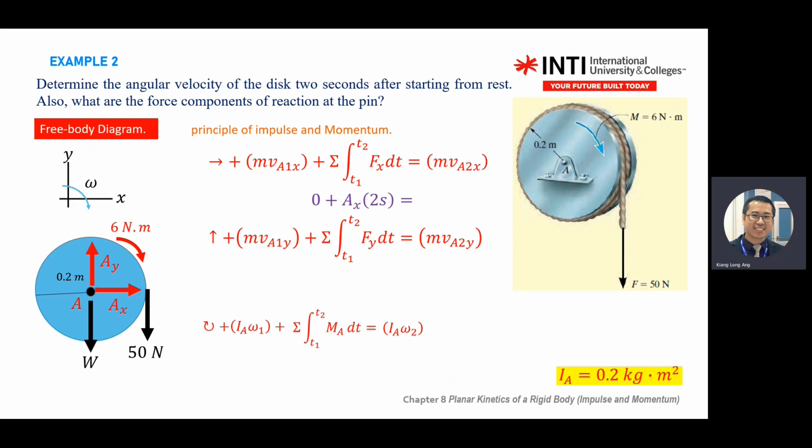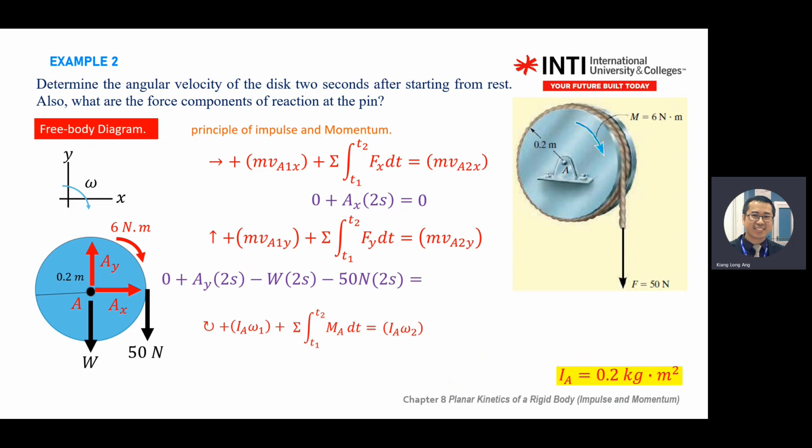So the first one, mv1 is 0 because there's no velocity in the x direction. We focus on A. A does not move, so velocity is 0. Then mv2 is also 0, because velocity in the x direction for A is 0. But you have impulse. All the forces you see in the free body diagram will give you impulse. So Ax in the x direction will give you impulse.